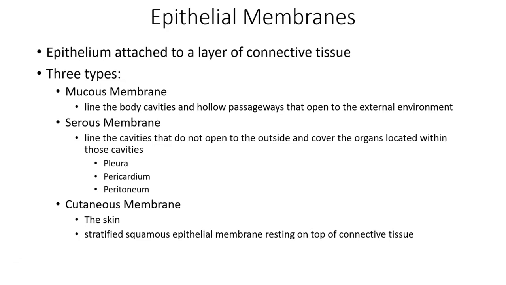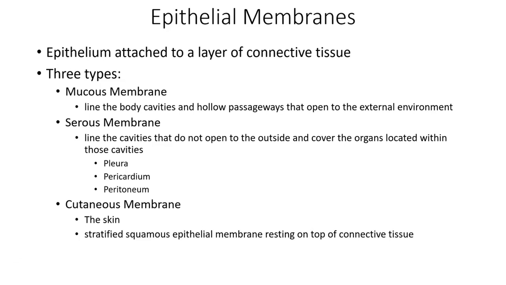Mucous membranes are epithelial tissue that lines body cavities and hollow passageways that open to the external environment. Body cavities would be like what contains all of our digestive organs, so we are going to have a mucous membrane lining there, as well as those hollow passageways like the inside of our digestive system. Mucous membranes also include things like the mouth, nose, and eyes, which are very common mucous membranes.